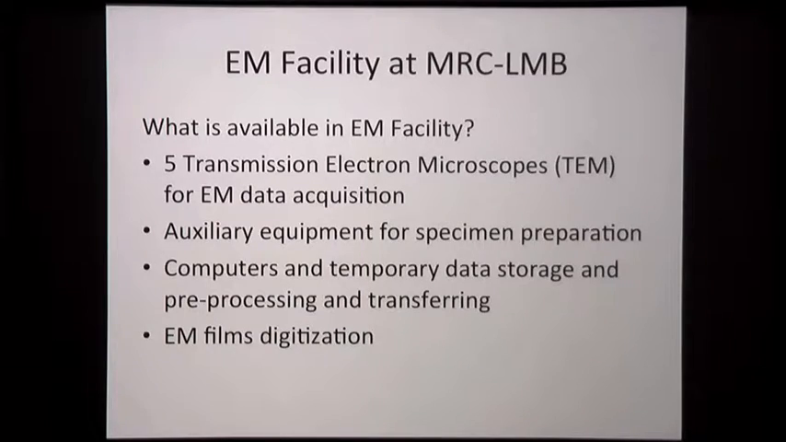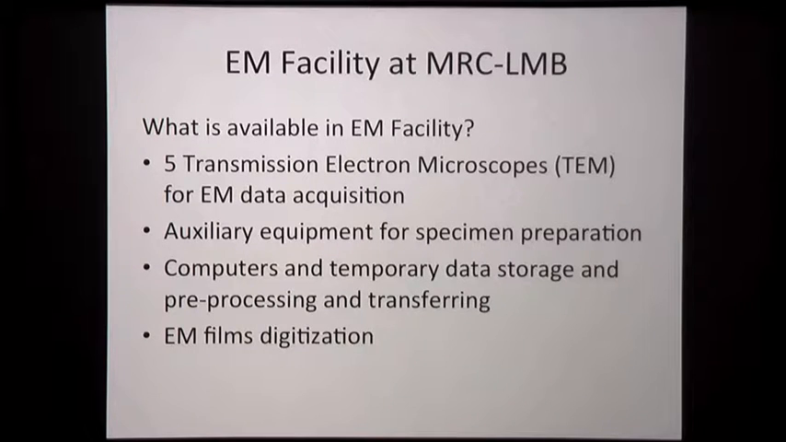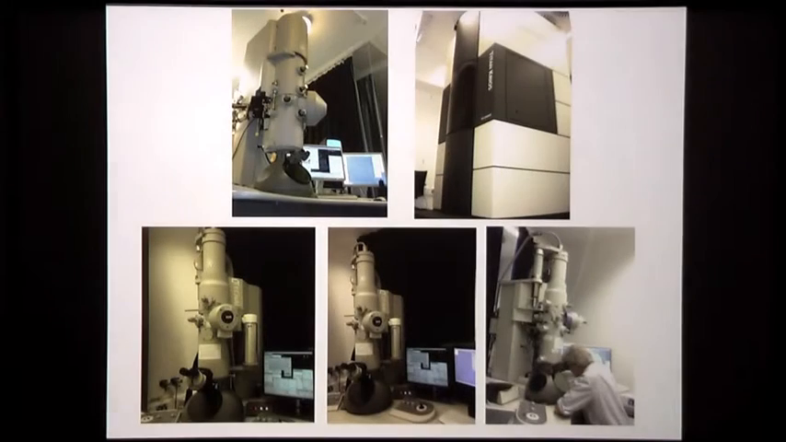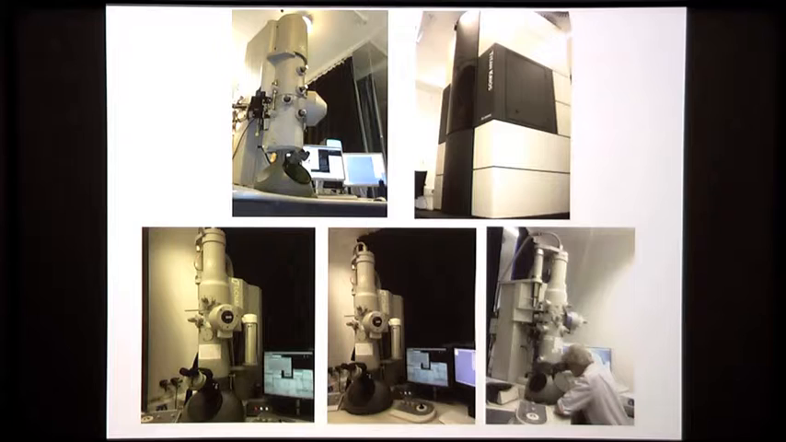So what we have here is quite simple. We have five TEM microscopes for data collection, and then we have a series of other small equipment and devices to prepare samples and do all sorts of things to get ready for the microscope and after the microscope. And we also still have a digitalization machine for film. So these are the five microscopes we have.